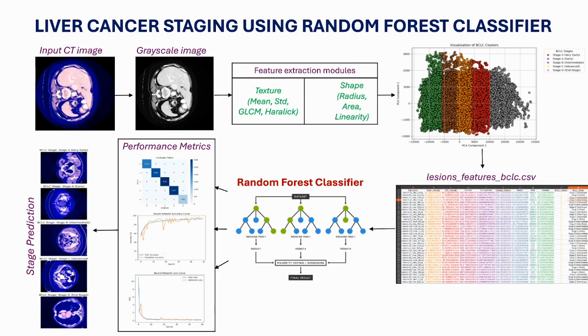In shape features, I have extracted radius, area, and linearity. Linearity measures the radius squared divided by the area of the shape. So it helps us to understand if the tumor is more elongated or irregular. Higher linearity indicates less circular shapes, often seen in aggressive tumors.